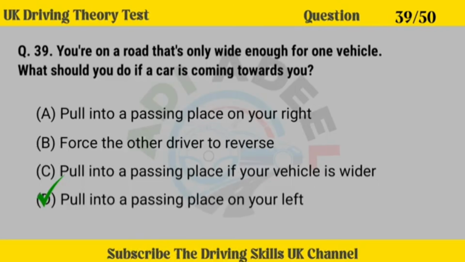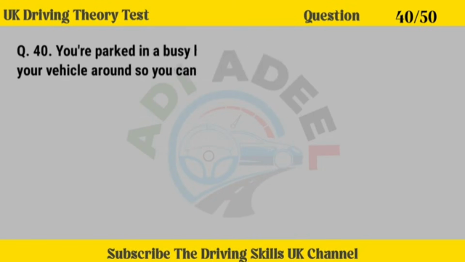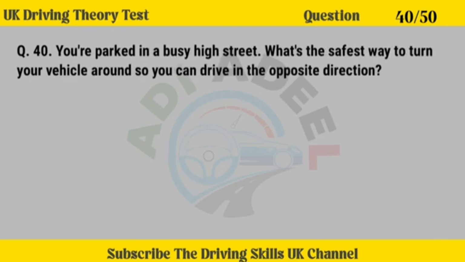The correct answer is D. Pull into a passing place on your left. Question 40. You're parked in a busy high street. What's the safest way to turn your vehicle around so you can drive in the opposite direction?